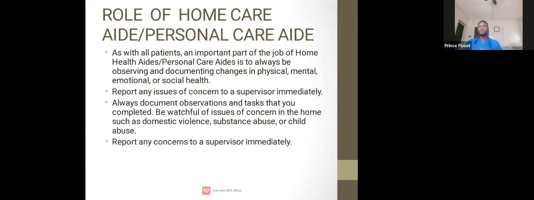So you report any issues of concern to your supervisor immediately, and always document observations and tasks that you completed. Always document, because when you do a task and you fail to document, it is the same as if you've not done it at all. So be careful that whatever you do, the observations you make and the tasks you've completed, you document. Be watchful of issues of concern in the home, such as domestic violence, substance abuse, or child abuse. Then report any concerns to a supervisor immediately.